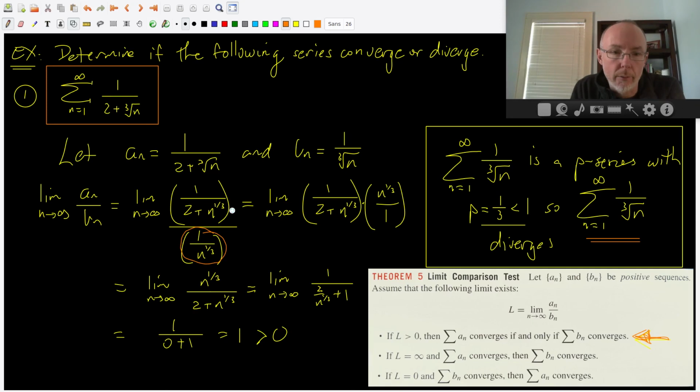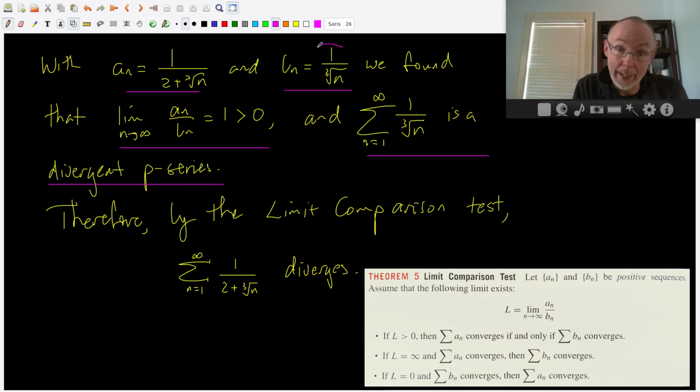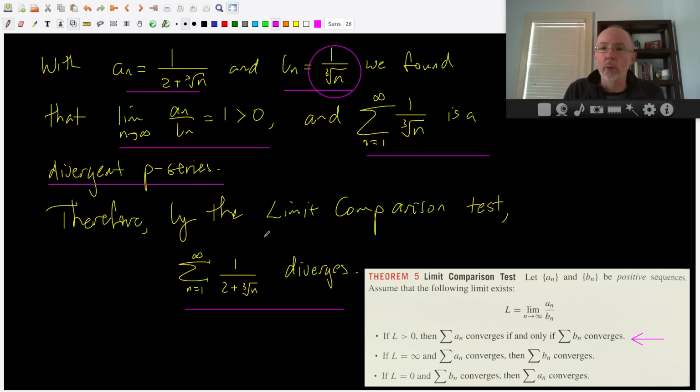Let me write that out nicely. So here's a kind of summary. We used these symbols for a_n and b_n so that I can refer to them. And then we found that the limit of that ratio was a positive number. It was 1 in this case. And we also found that we had a divergent p-series for one of those. So when we added up the b_n's, we got a series that diverged. So what that means is, because we're in this case, and one of them is diverging, then they both diverge. And so we conclude that the series we're interested in, the summation of 1 over 2 plus the cube root of n, must diverge as well. And that's essentially how we use the limit comparison test.